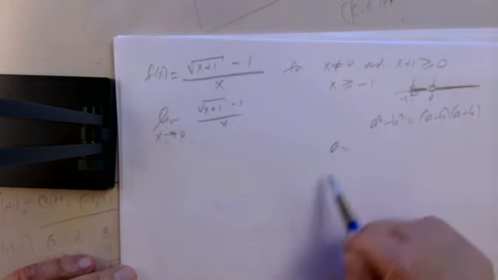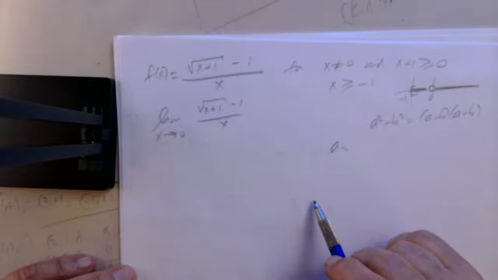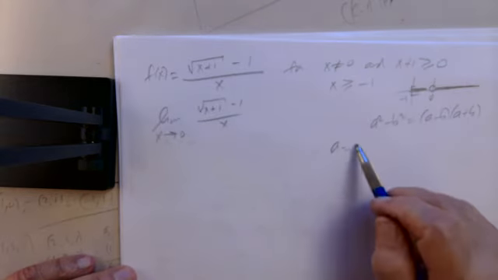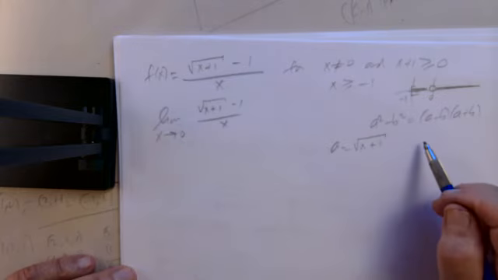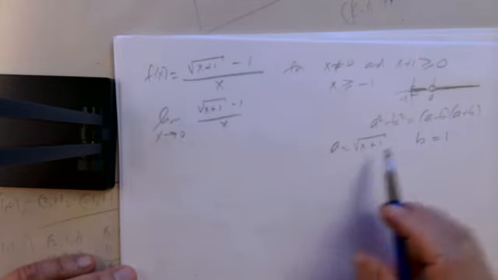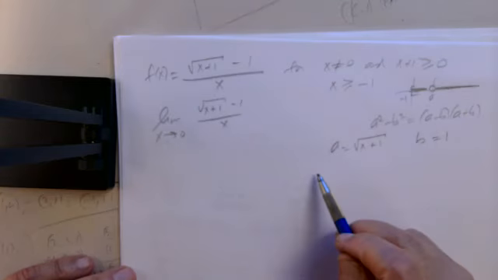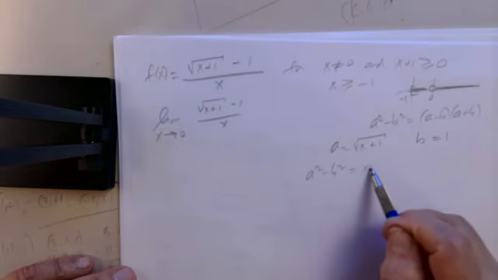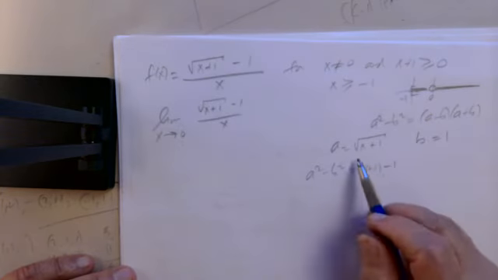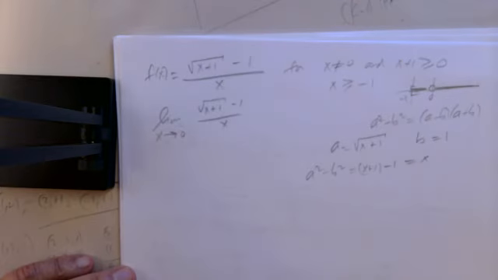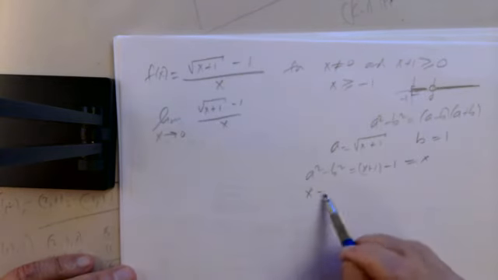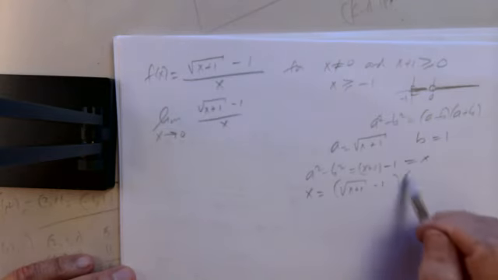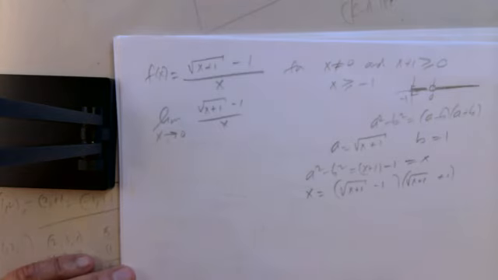So if you let a be equal to the square root of x plus 1 and b equal to 1, what does this formula say? A squared minus b squared. Well, when you square the square root, you get x plus 1. And when you square 1, you get 1. So a squared minus b squared is equal to x. So this says that x is equal to a minus b times a plus b.